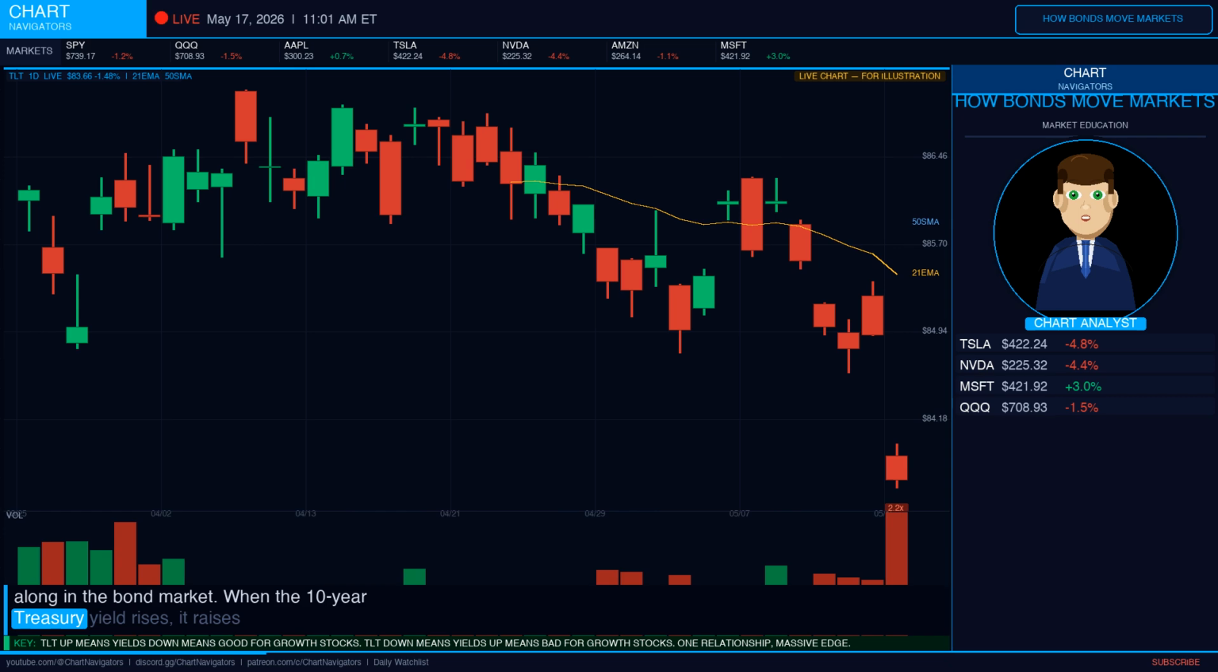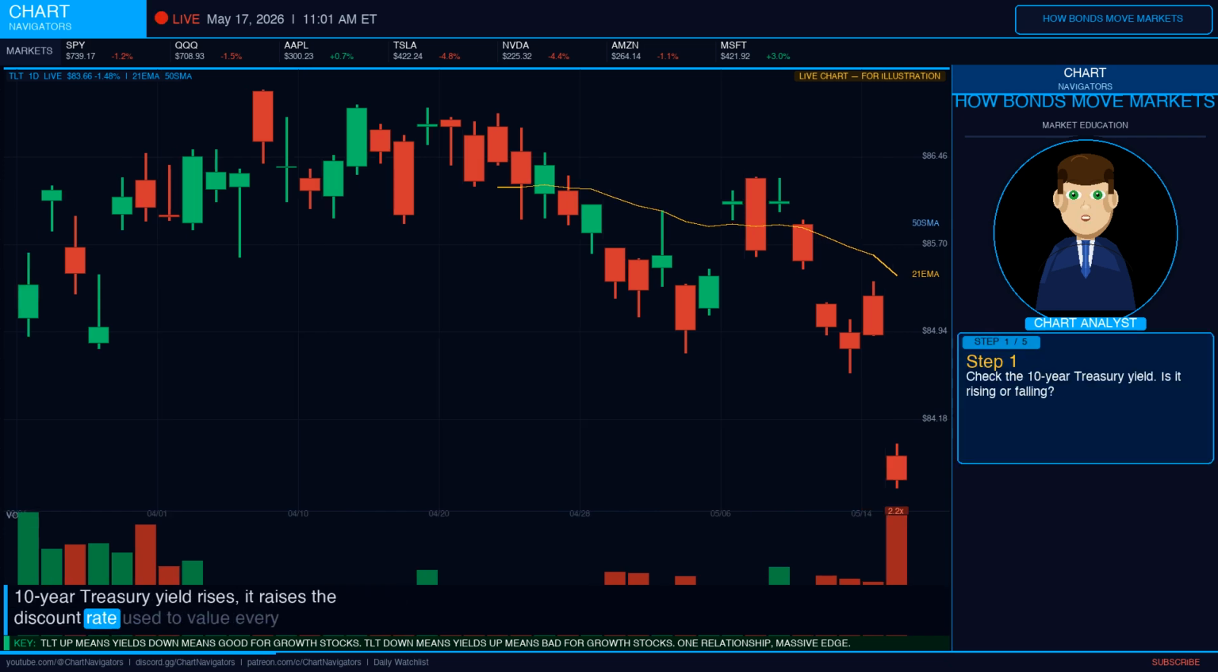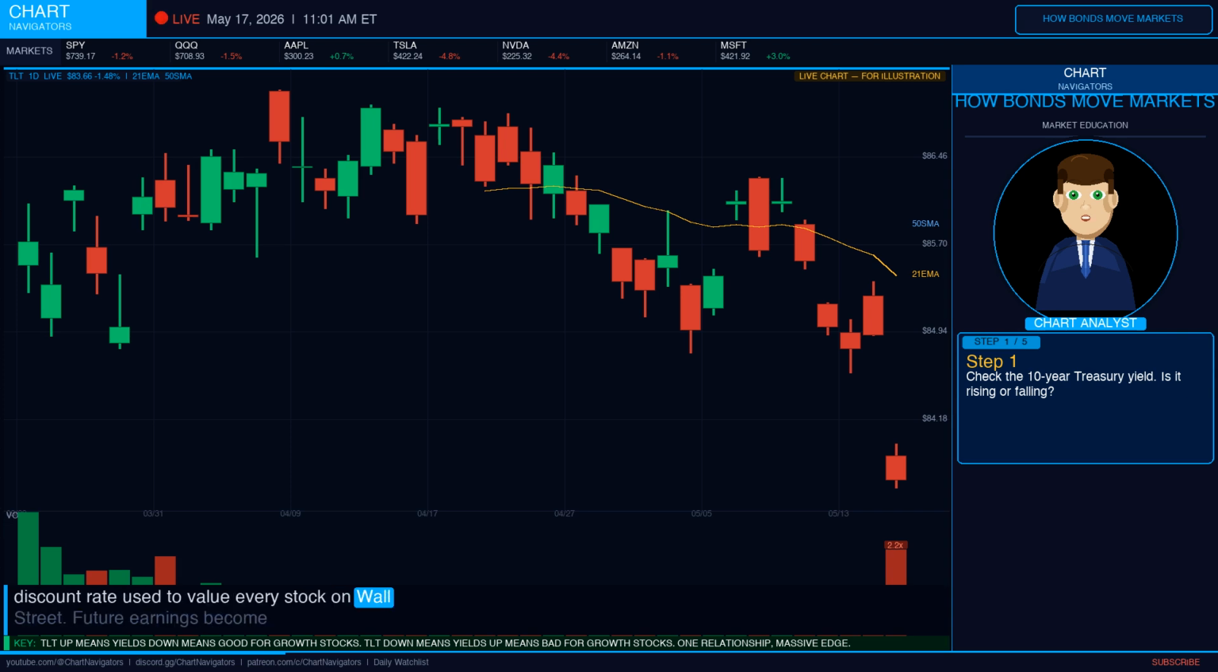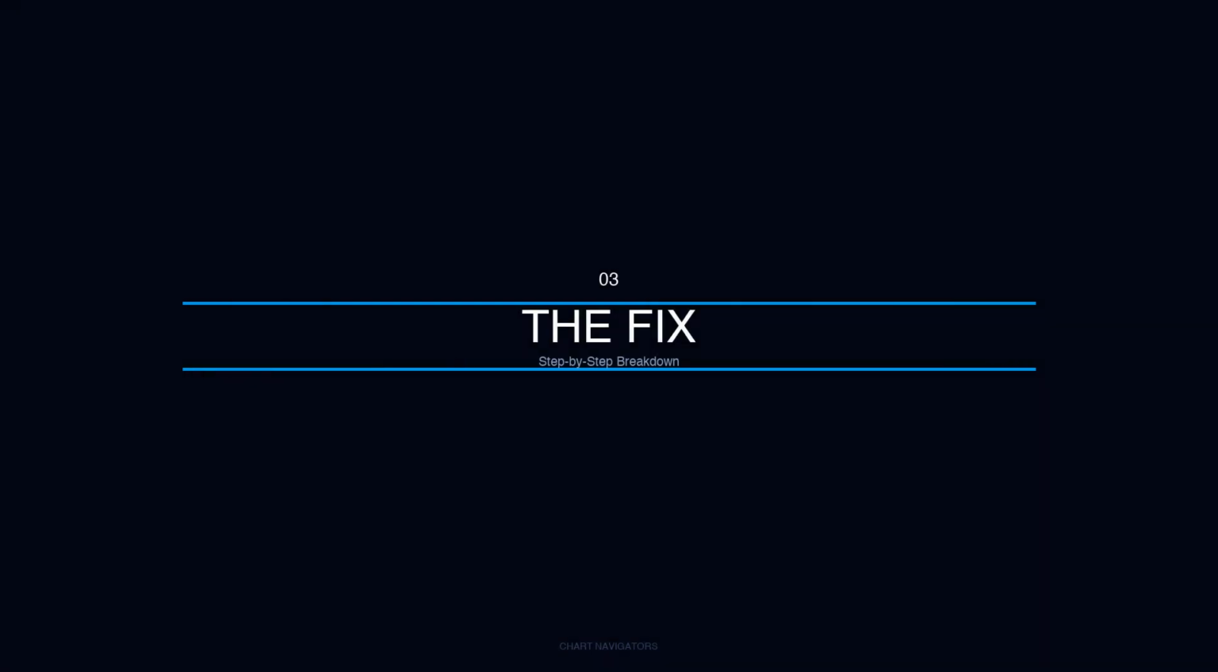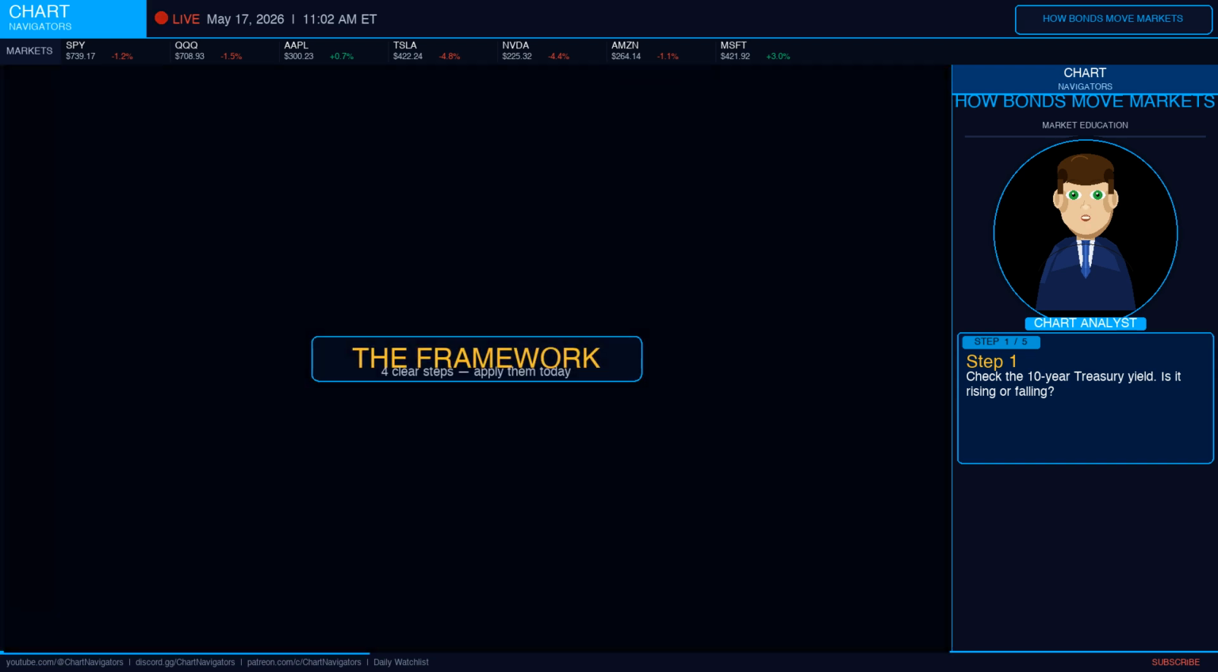When the 10-year Treasury yield rises, it raises the discount rate used to value every stock on Wall Street. Future earnings become worth less today. High multiple growth stocks get crushed first. In 2022, yields went from 1.5% to over 4%. The Nasdaq fell 30%. That was not random. It was the bond market sending a signal that most retail traders completely missed.